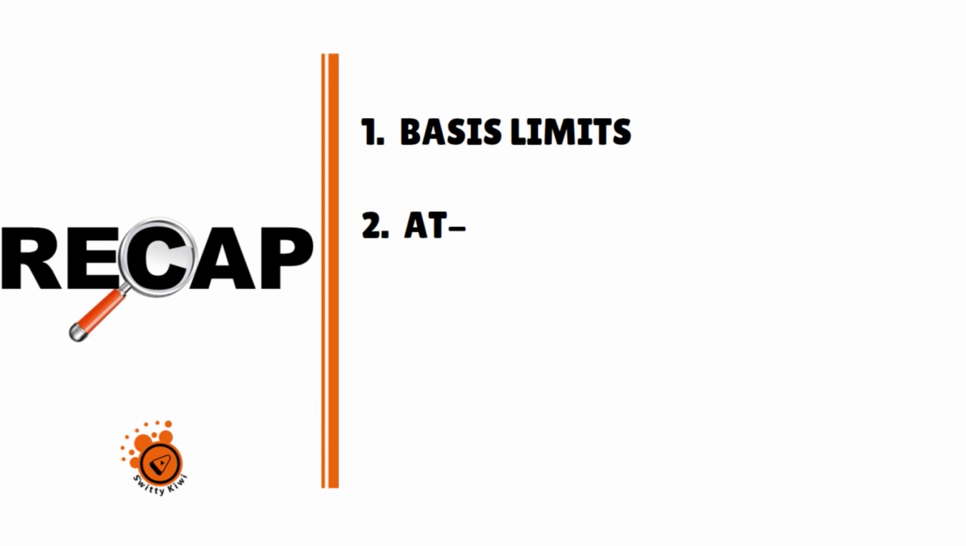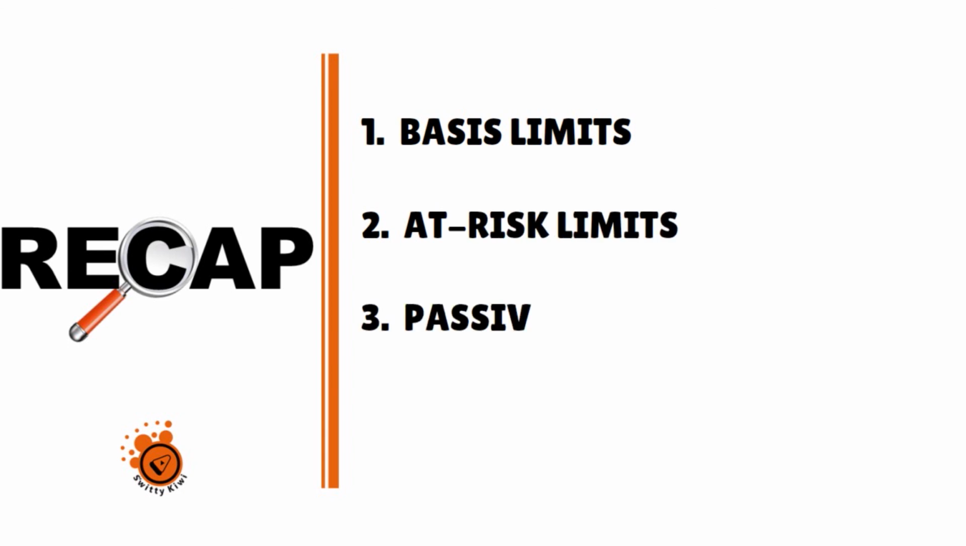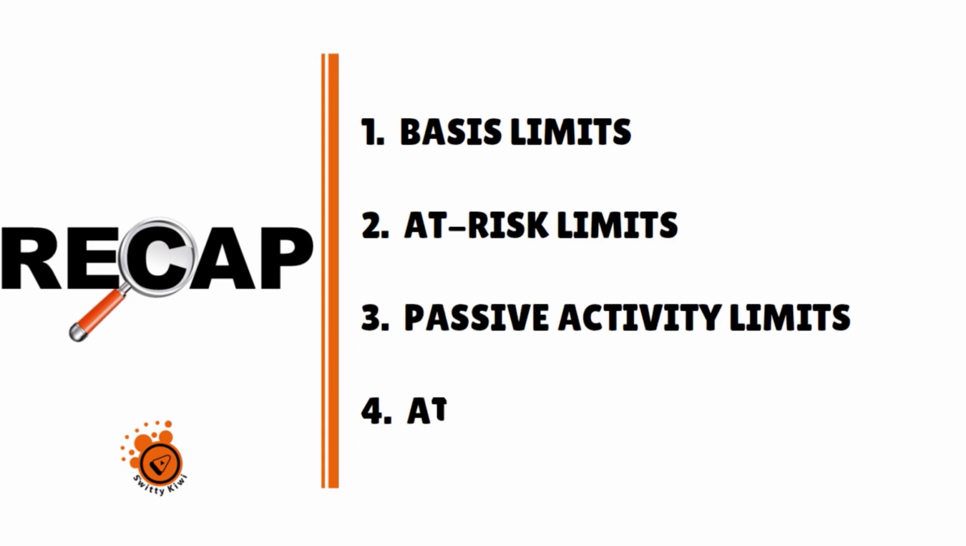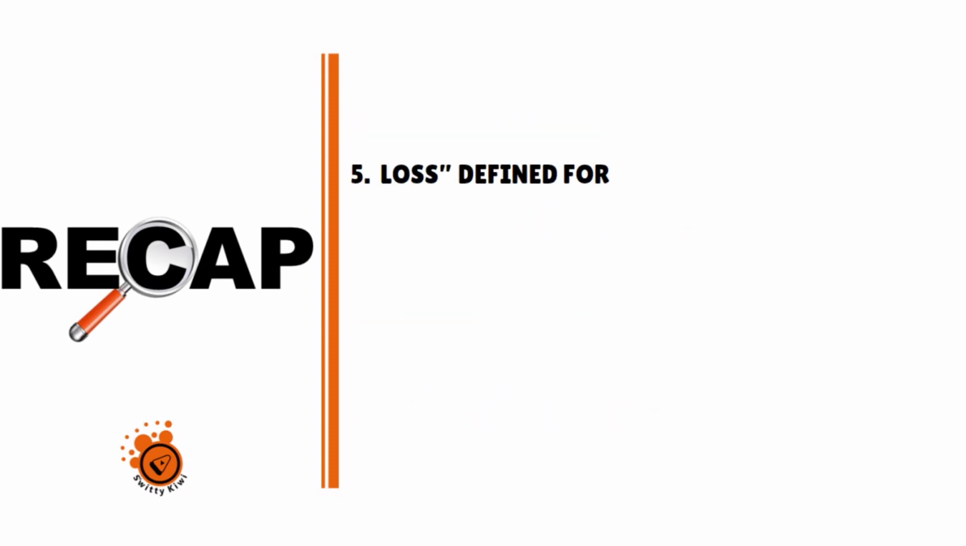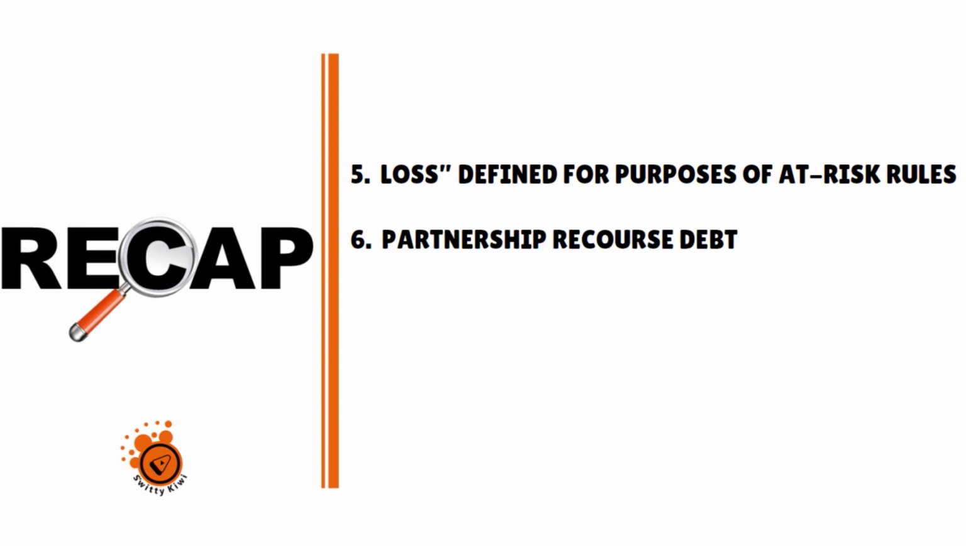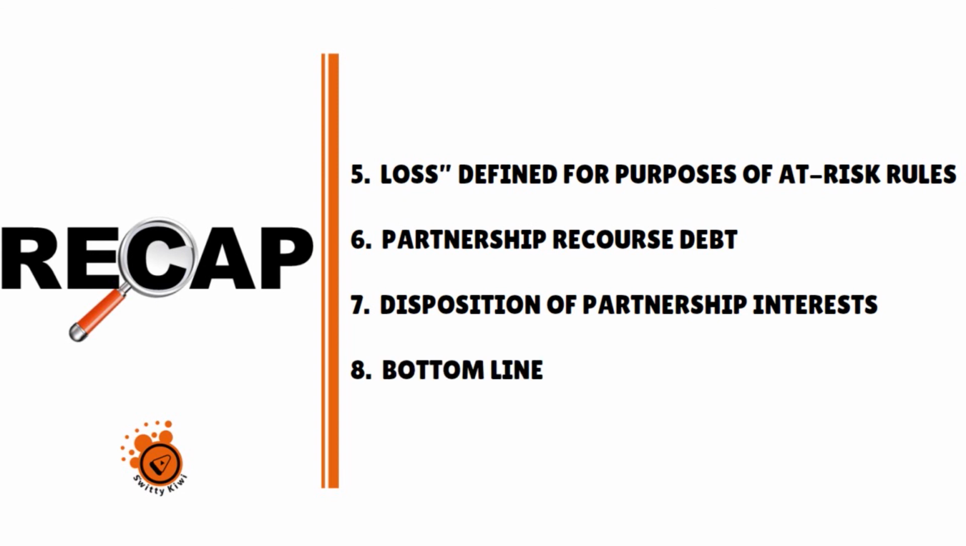All right, folks, this is it for today's conversation. I want to quickly give you the summary here. I spoke to you about basis limits, at-risk limits, passive activity limits, the definition of loss for purposes of at-risk rules, partnership recourse debt and limited partners or members, and what happens in the disposition of a partnership interest.